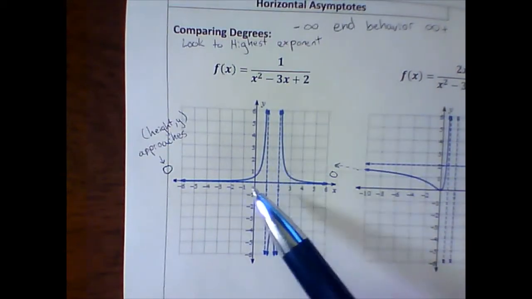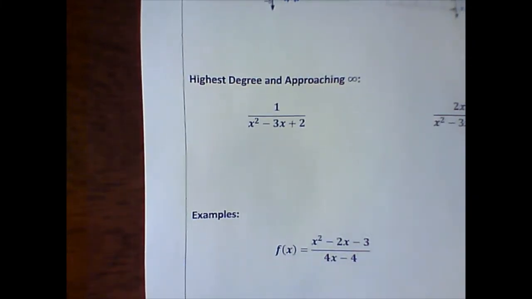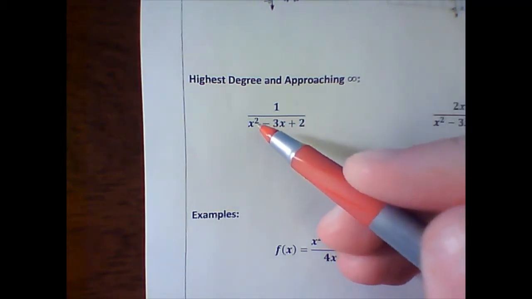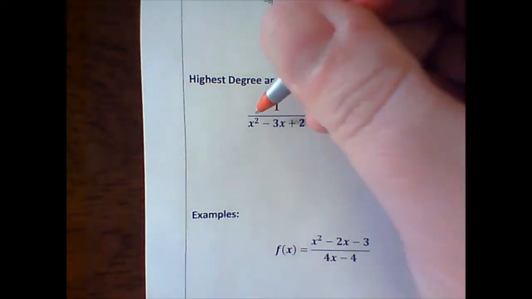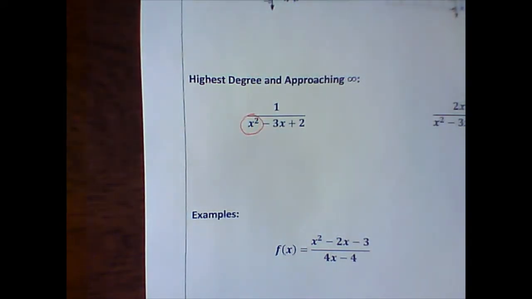So here's the function with its graph. Here's the function without its graph. And let's see if we can figure out mathematically what happens when x approaches infinity. So first of all, find the highest degree, and it's right there. x squared, that's the biggest degree in the rational.